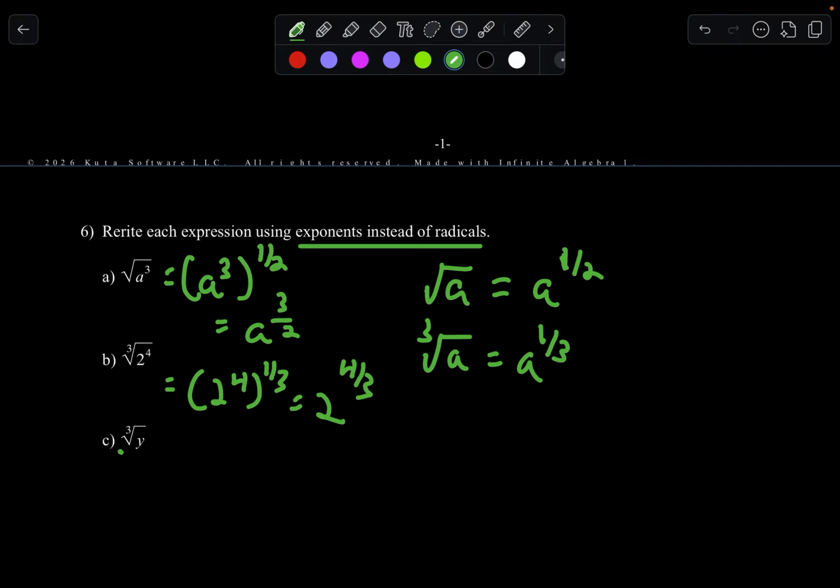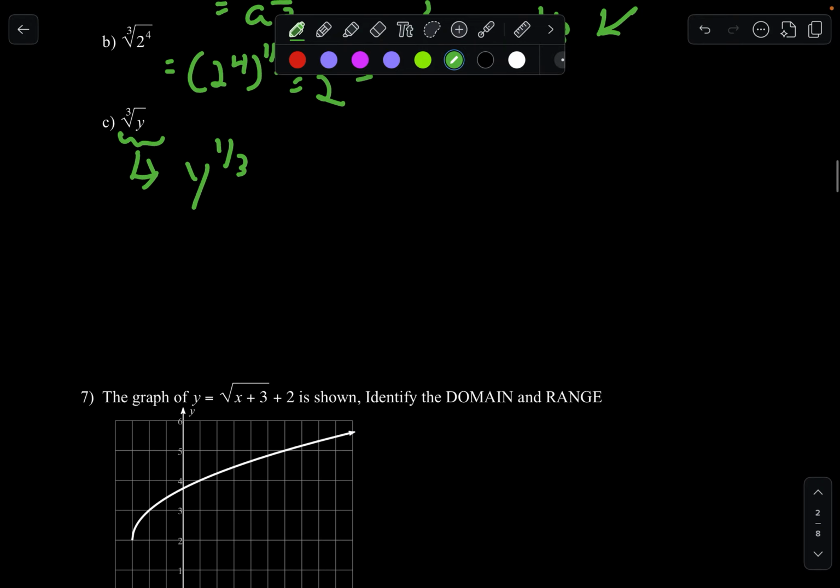And the last one is y, cube root of y. That's just y to the 1/3 power. It basically is this, except for instead of a, it's y. All right? That's what it means to rewrite rational expressions with exponents instead of radicals.